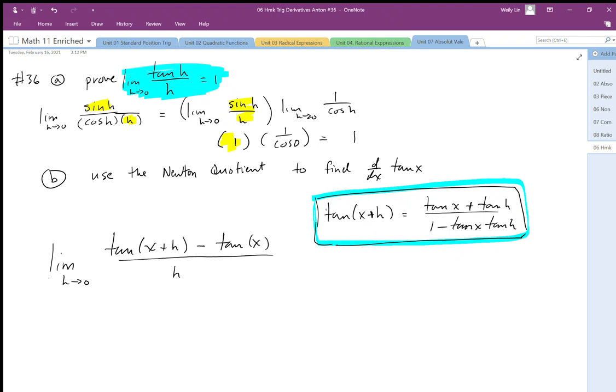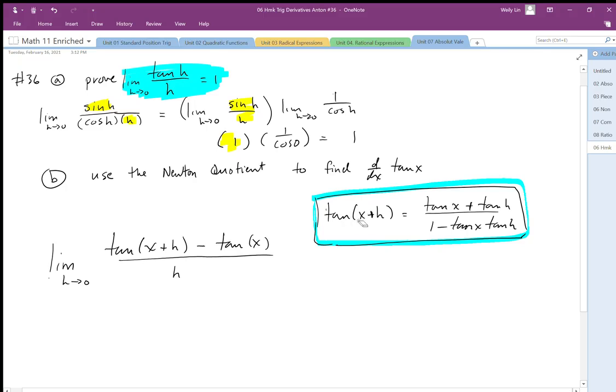The second part of question number 36 involves using the Newton quotient to find the derivative of tan x. When we set up the Newton quotient, we end up with tan of x plus h minus tan x, over h, which is the run. And we let the run go to 0. Now to apply this, we need to use an identity.